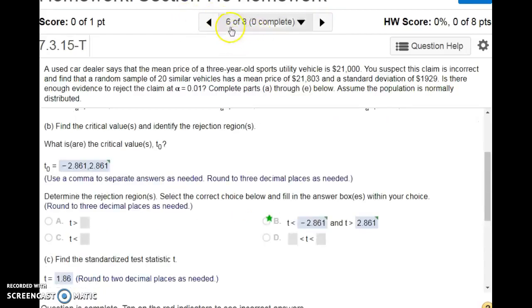Looking at number 6 now, we got a story problem. A used car dealer says that the mean price of a 3-year-old sports utility vehicle is $21,000. You suspect this claim is incorrect. So we already have his claim. It's that it's equal to 21,000.